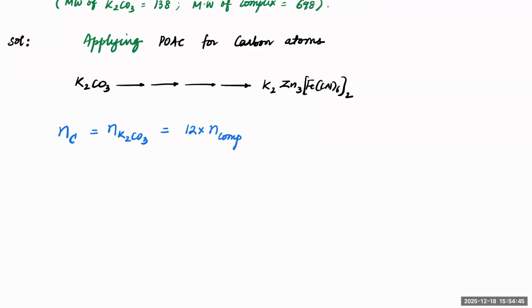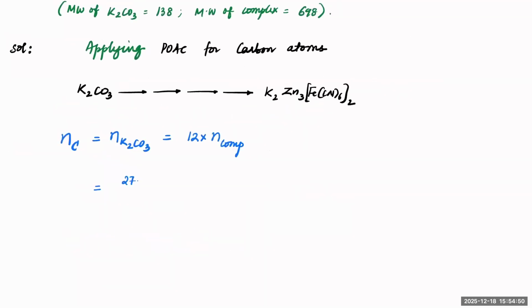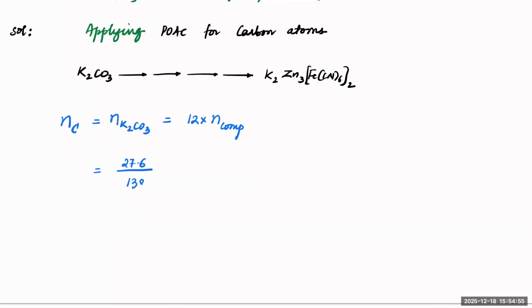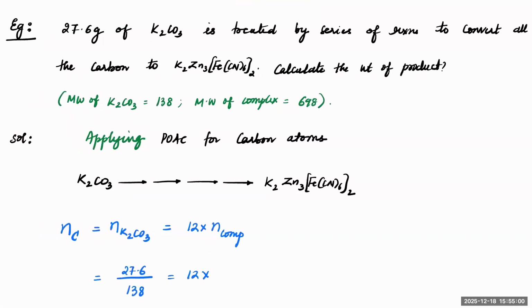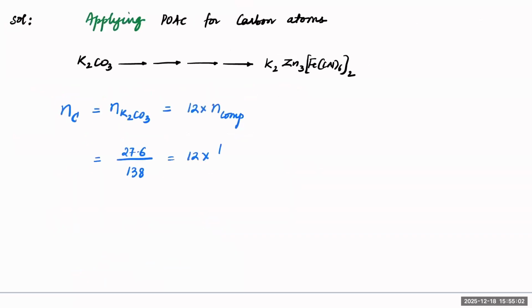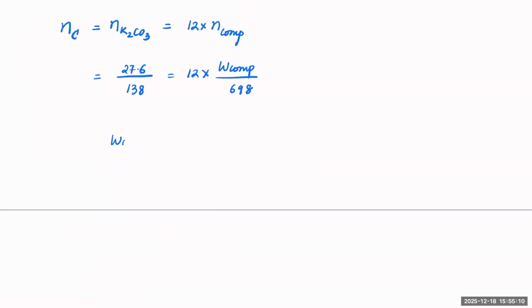And the number of moles of K2CO3 can be written as weight divided by molar mass, 138. That is equal to 12 times the weight of the complex, which is what I need to find out, divided by its molar mass, which is 698 given. So weight of complex will be equal to 698 cross 27.6 divided by 138 cross 12.